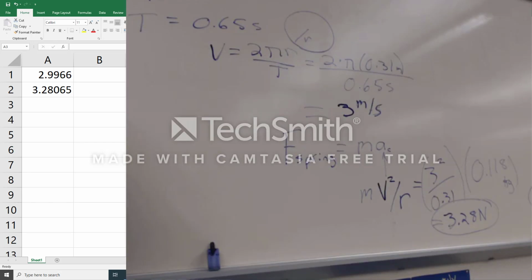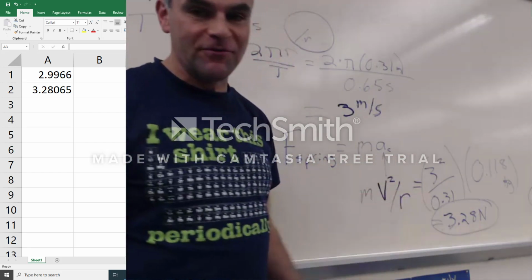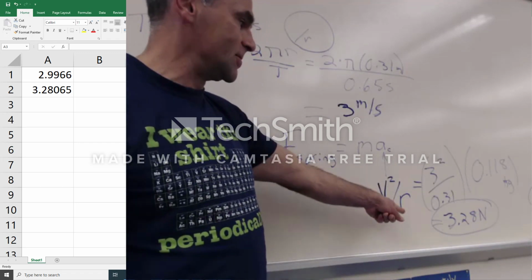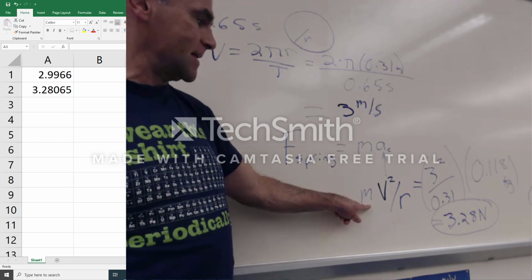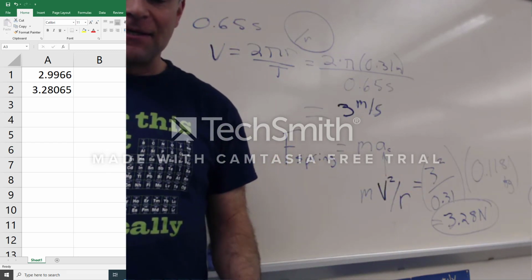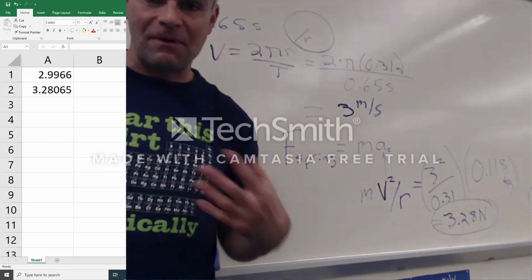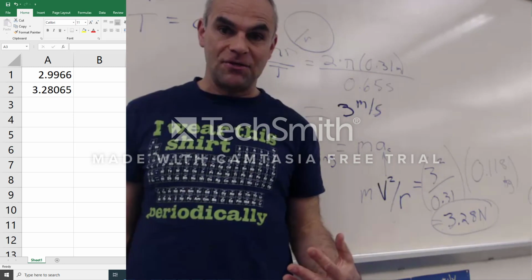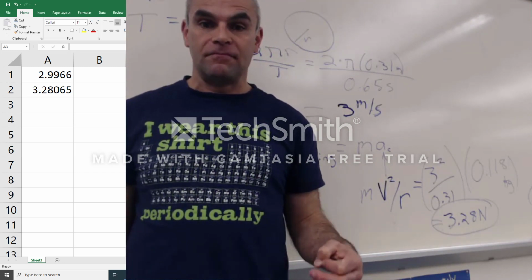Okay, good luck. After I finished the video and took a quick look at it, I realized you didn't see the bottom of the board. So that's where it is. That's the calculation of 3.28 newtons. And here's the way I calculated it. It's mv squared over r. So you should get something like that for one of the cases, and then hopefully other numbers for the other cases that come close to matching the force that you measured on the Vernier force probe with the spring.